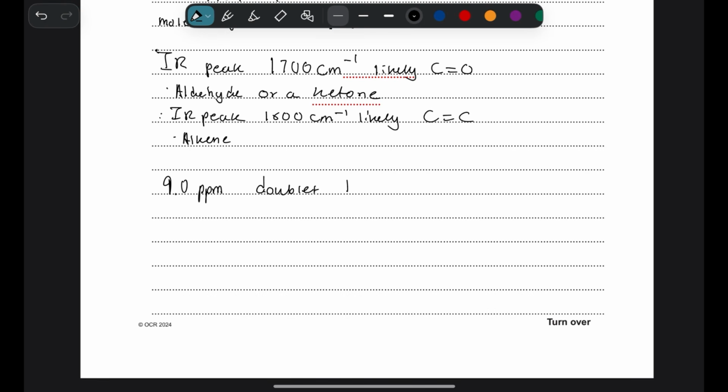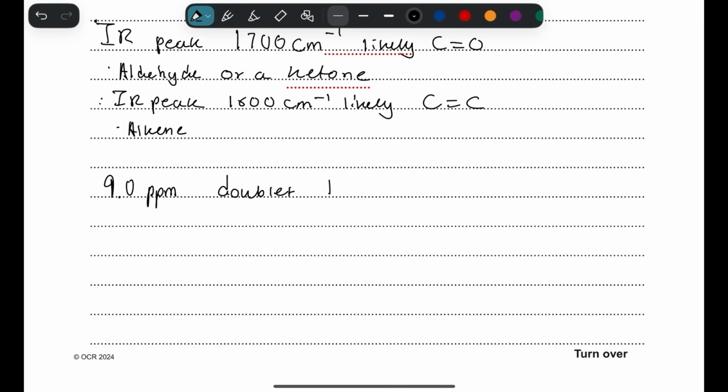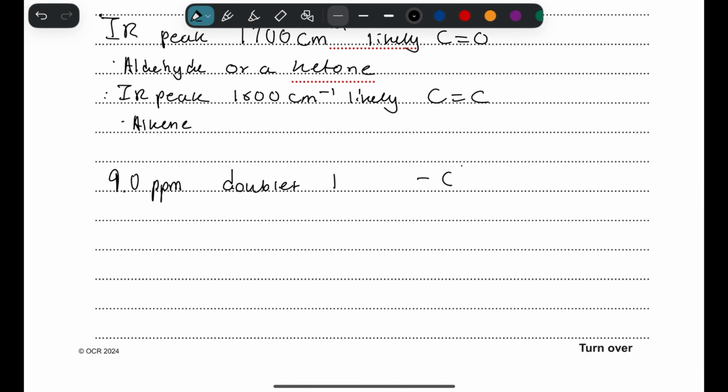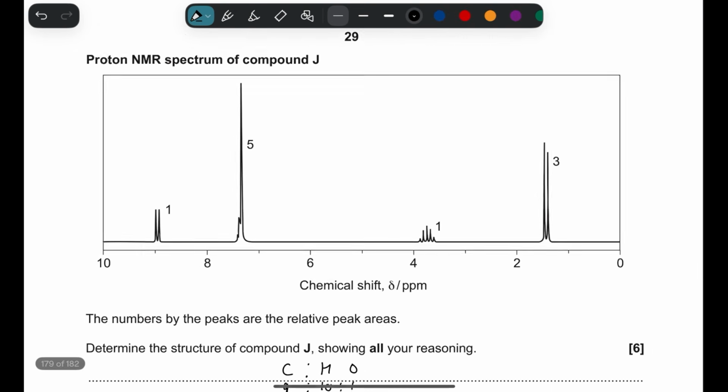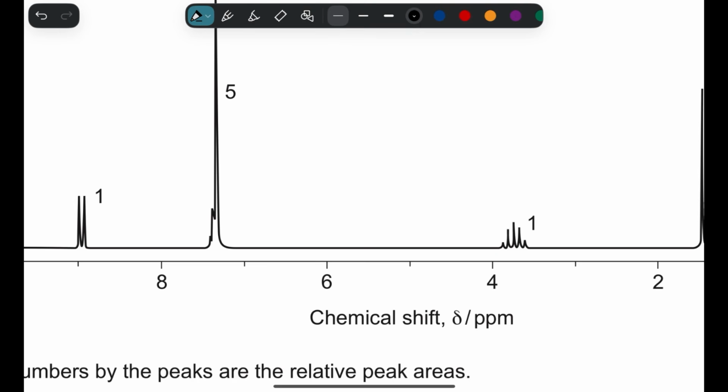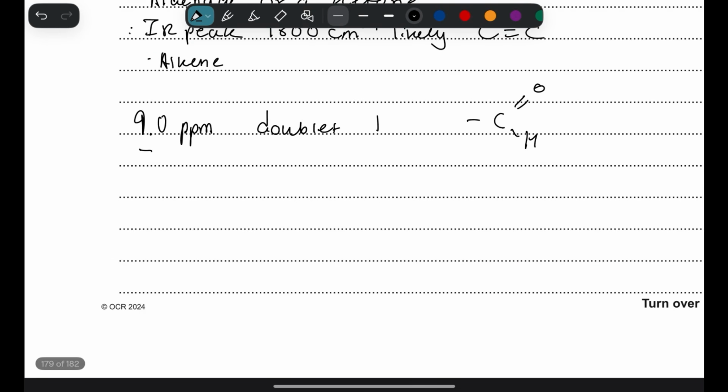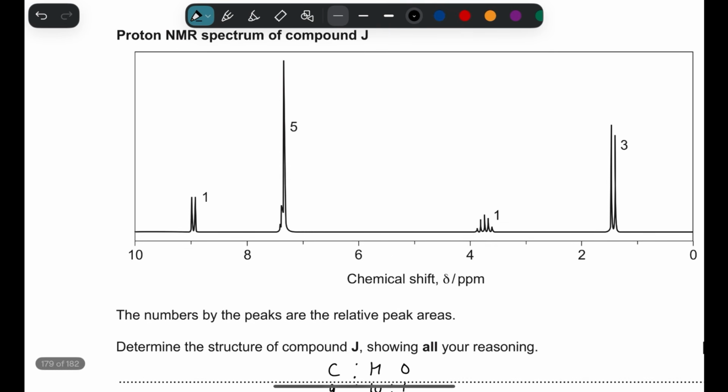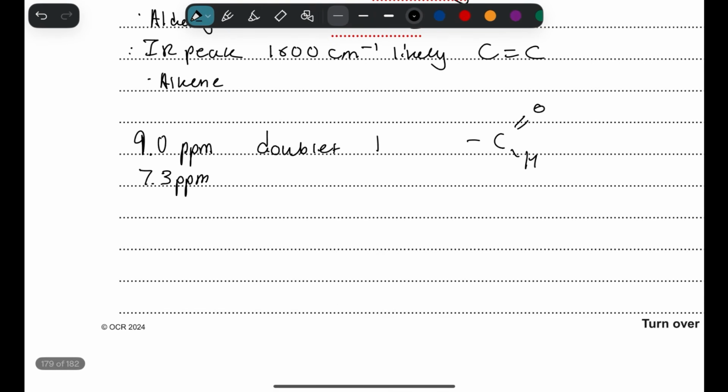Well, to be honest, around 9, it's almost definitely going to be the aldehyde group. I don't see how that can't be an aldehyde group. So, bang, I'm happy with that. That's an aldehyde group, so that sorts one of our issues out. Now, what else do we have here? Well, let's look here. This is like 7.3, 7.2, something like that. So let's say 7.3 parts per million. It was a singlet with an integration of 5. So we've got a singlet with a 5.